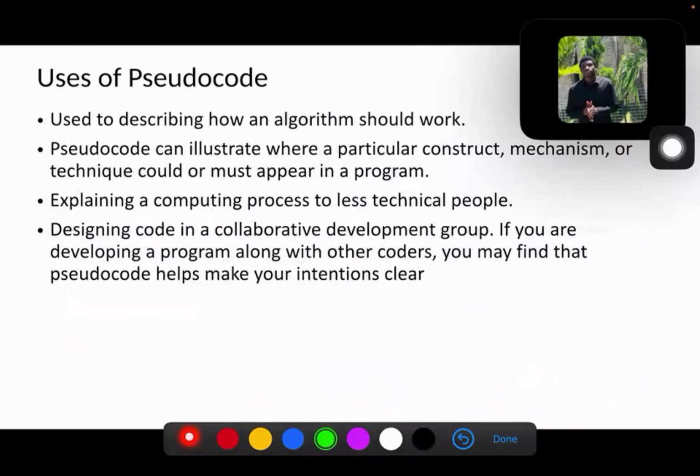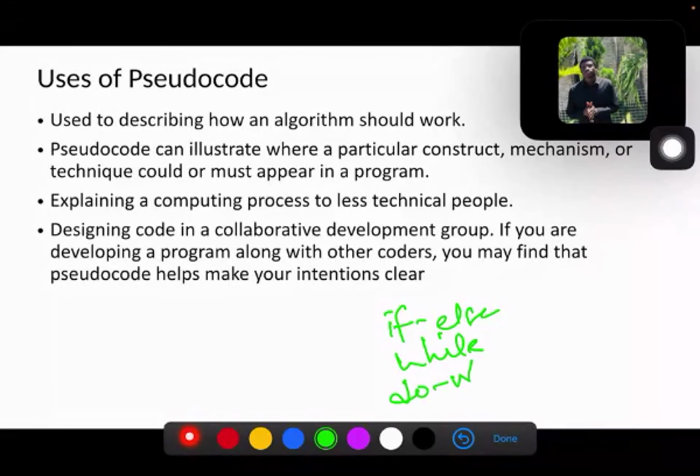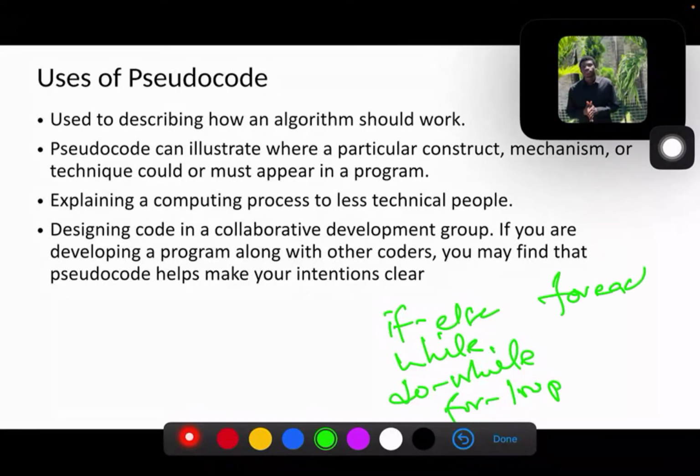So let's look at pseudocode. Now, what are some of the uses? Number one, pseudocode can be used for describing how an algorithm should work. Okay, that's one of the uses. Number two, pseudocode can illustrate a particular construct, like an if statement, like a while statement, like a do while statement, like a for loop statement, like a for each statement, and so on and so forth. Pseudocode can be used to show us how those things should work.